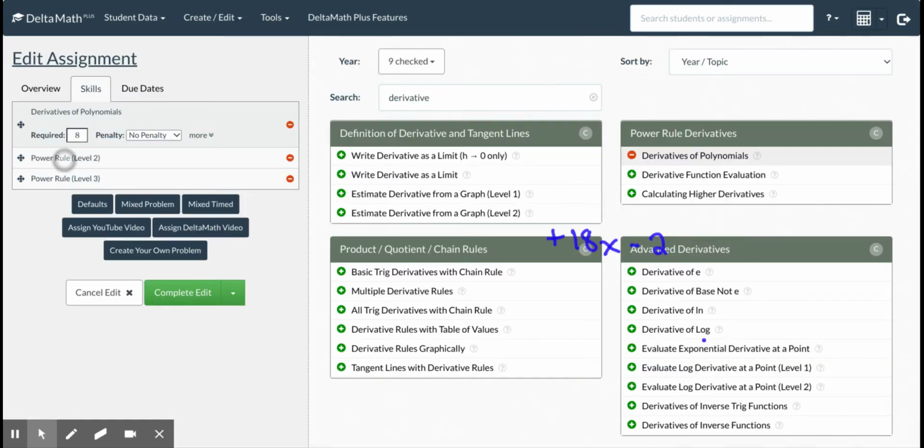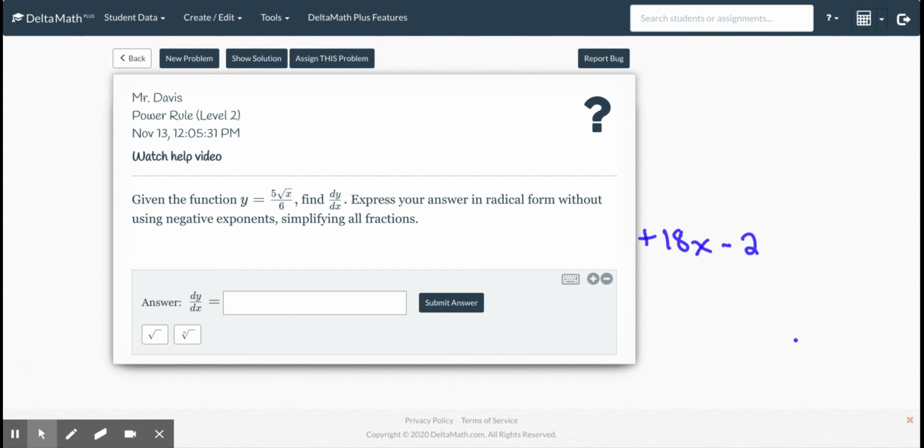So let's get a little bit more challenging here. For this next one, we're supposed to find dy dx. As I've said in the last video, when we do this, we want it in radical form, meaning we don't want rational exponents like 1/2 power or negative exponents, because it's just not the right way to do it, and on the AP test, they're not going to have answers written in that way.